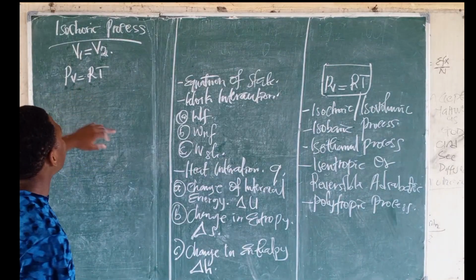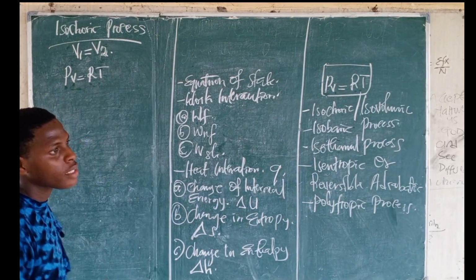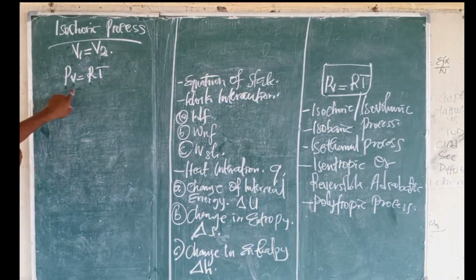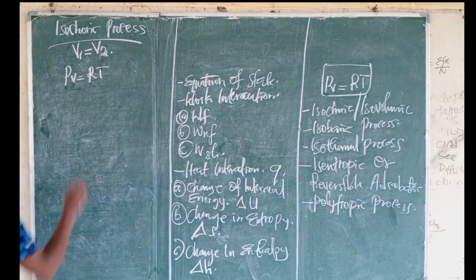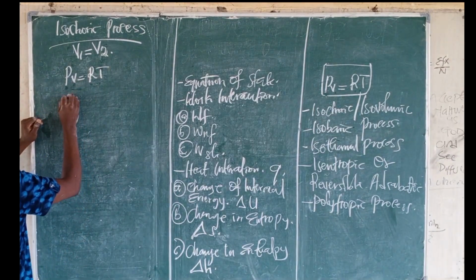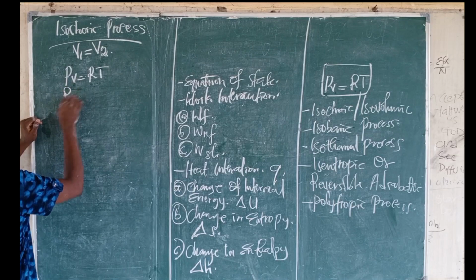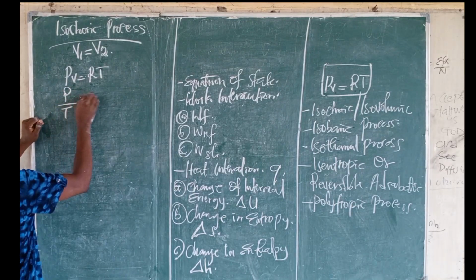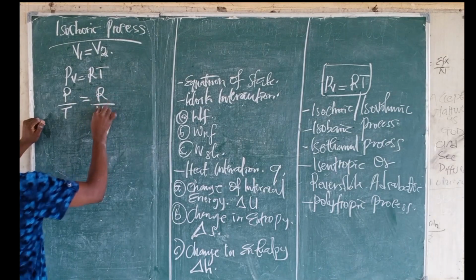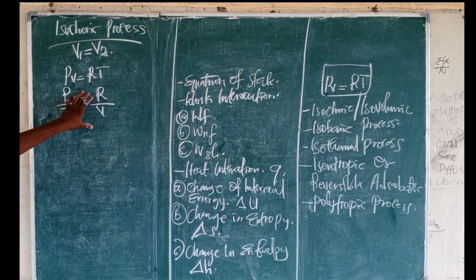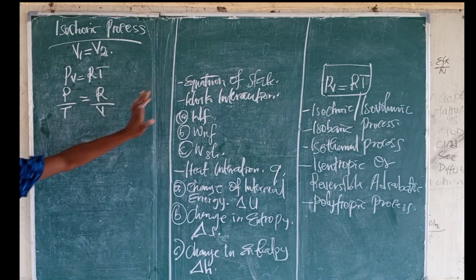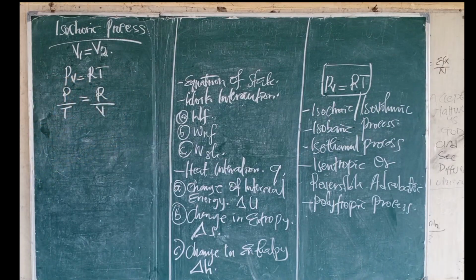Now, for this process, we said V is constant. So if V is constant and we know R is constant, can we group the constant ones to one side? Yes. Let's group them on one side. We have P over T is equal to R over V. So you have your temperature and pressure on one side, and those that are constant on the other side.